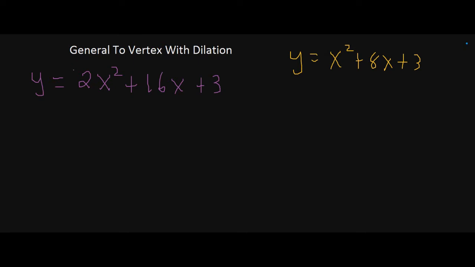All right, and so when we want to go from general to vertex with a dilation variable, we want to somehow change it to look something like this, where we can see x squared just has a 1 in front. So ideally, I just want a 1 in here. So when we work through this, we just got to think to ourselves, okay, what can I do so that I can get rid of the 2 from the x squared? How can we distribute it out? How can we pull it out?